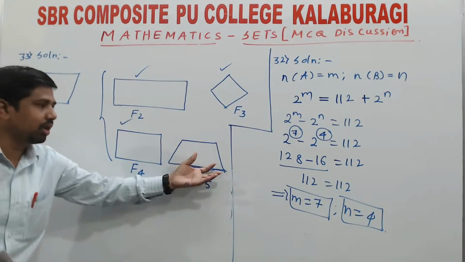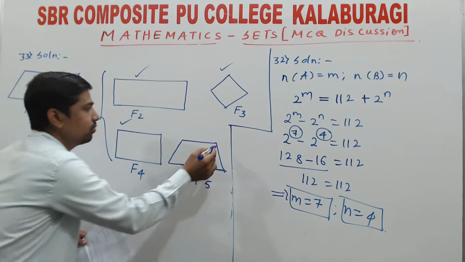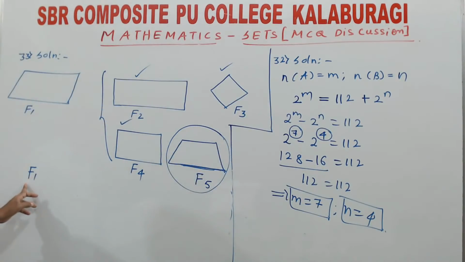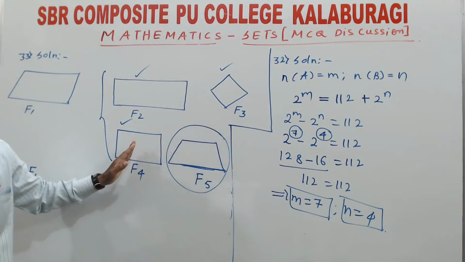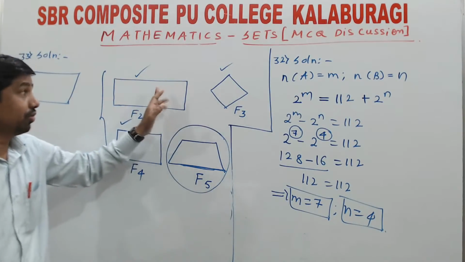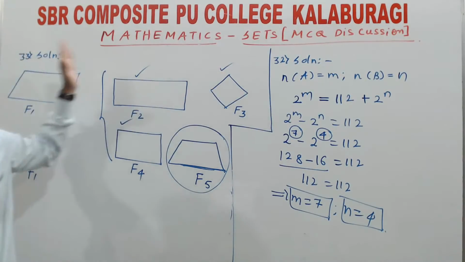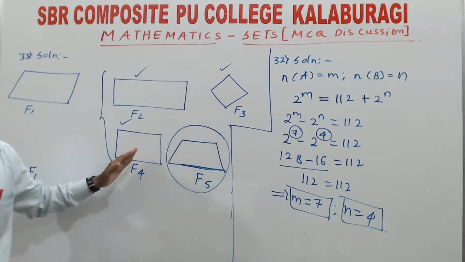But trapezium, we cannot call it a parallelogram, right? So any of this trapezium we cannot take at all because trapezium cannot be equal to parallelogram. So now you have to consider the rectangle, rhombus, and square. If it is a rectangle, it's a parallelogram. If it is a rhombus, it is a parallelogram. If it is a square, it is a parallelogram. These are the types of parallelogram.